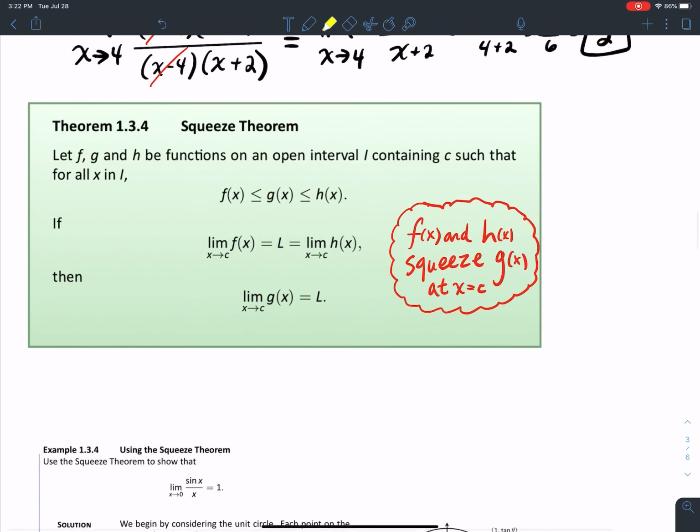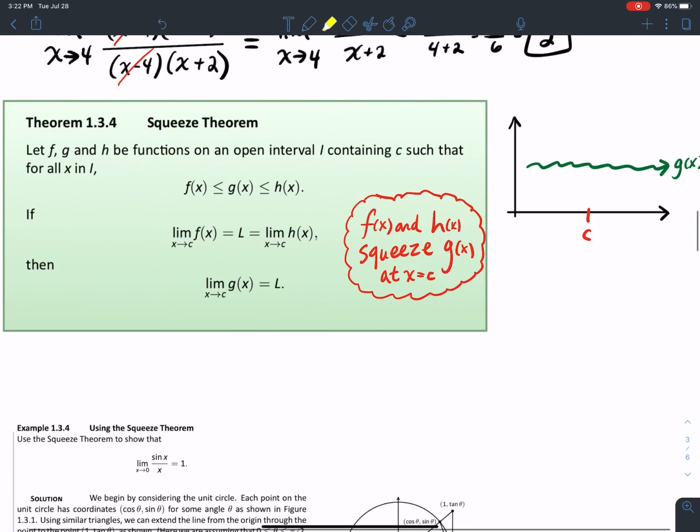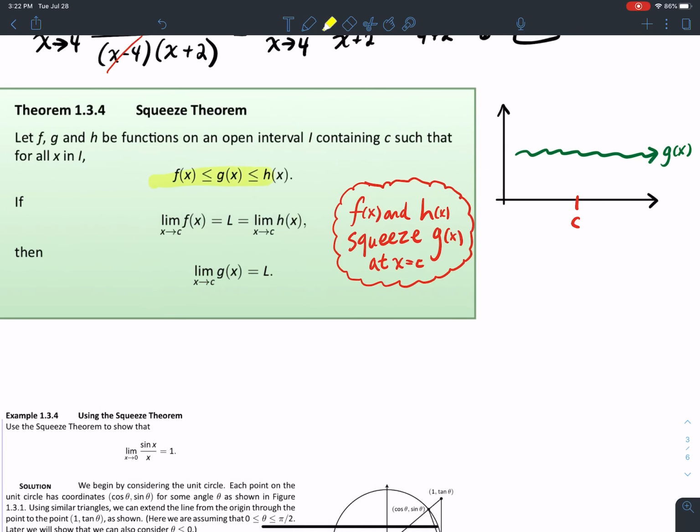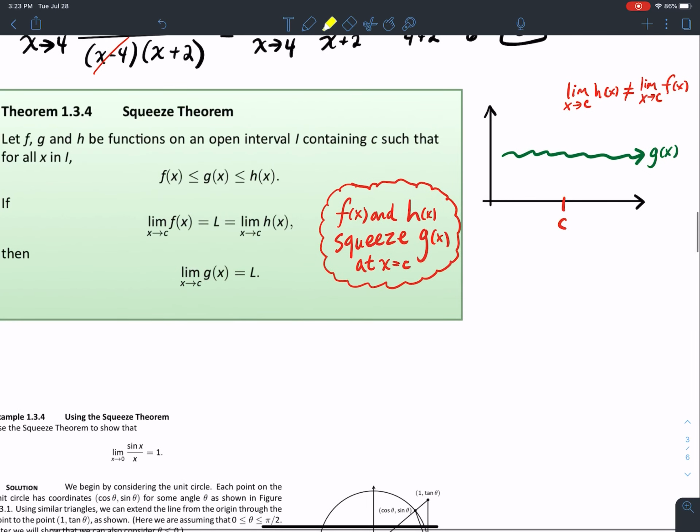So maybe this can be illustrated a little bit better in a picture. Now, in this first scenario, we're going to show you why we need to not only have this to be true, but also this second part here, okay? And so to do this, we are going to have two functions, f and h, whose limits are not equal to each other, okay? Whereas here they are equal to each other. We're going to do a scenario where that's not true, and I'm going to show you why it has to be true for it to work.